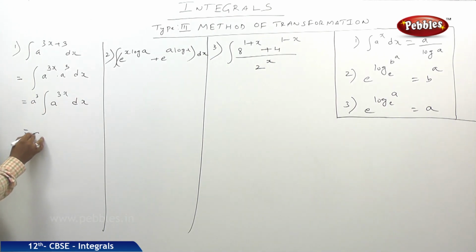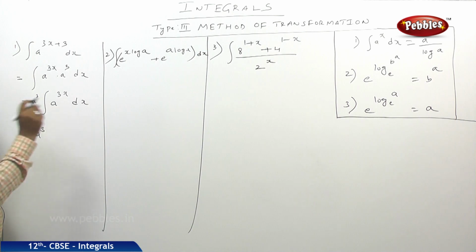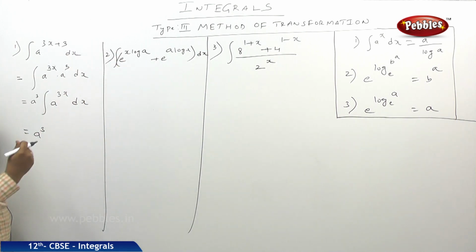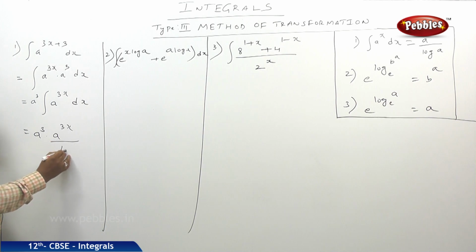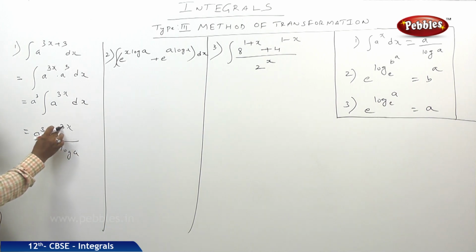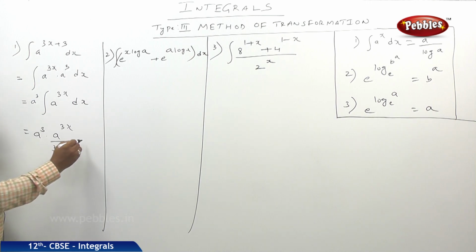Now if you could observe carefully, it is looking like a formula. There I had written integral of a power x dx. It is nothing but a power x by log a. So finally it turns down to a power 3x by log a. But here the coefficient of x is 3. So 3 comes to the denominator. And finally I need to write here plus c.